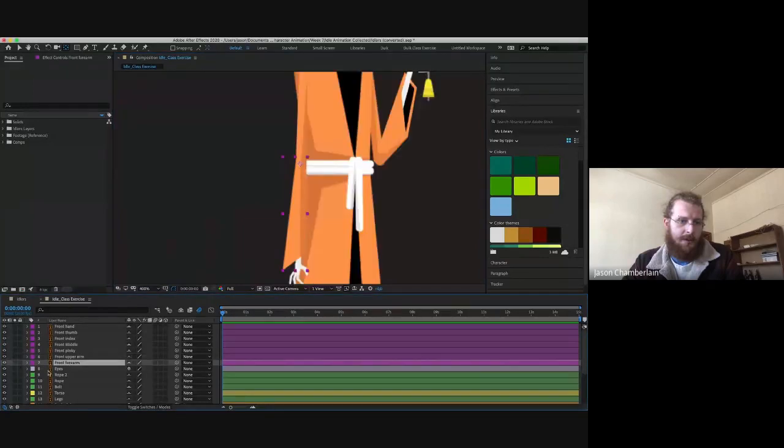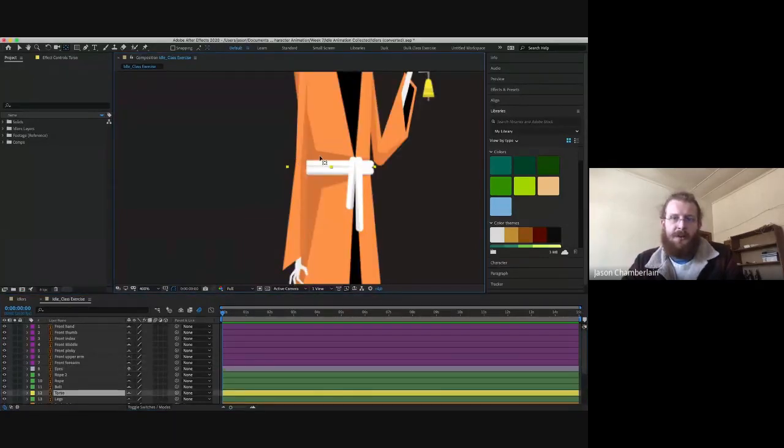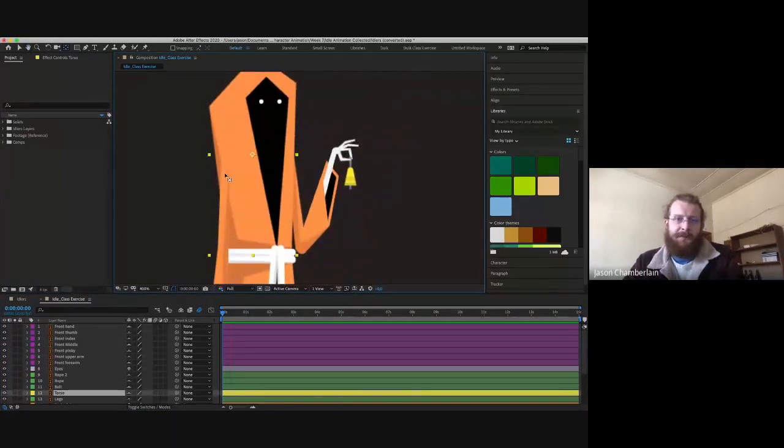Okay, so that's that done. The anchor point for the eyes, we can leave those where they are. All right, just to give you an idea. The anchor point for the torso, that's layer 12. I'm going to move the anchor point for the torso right here in between the belt. Right, so essentially where the torso would join with the leg layer.